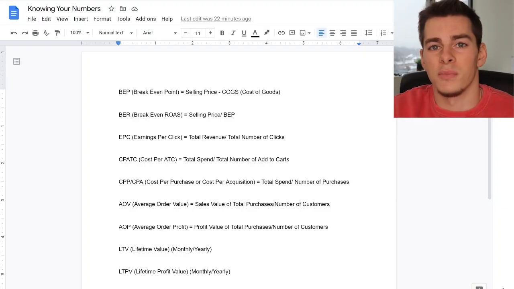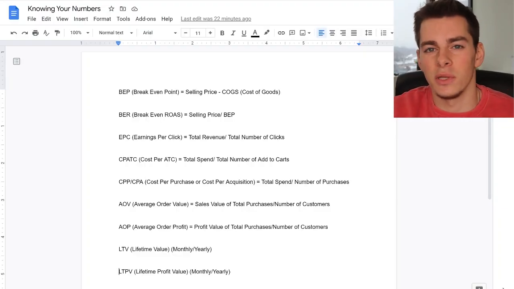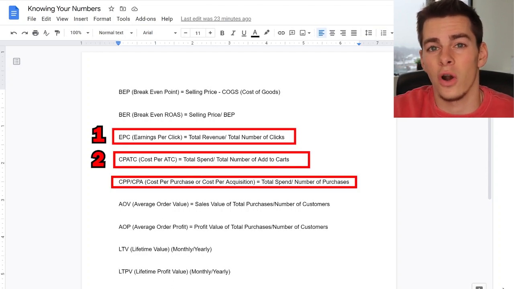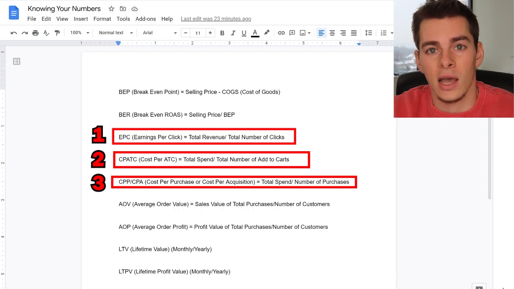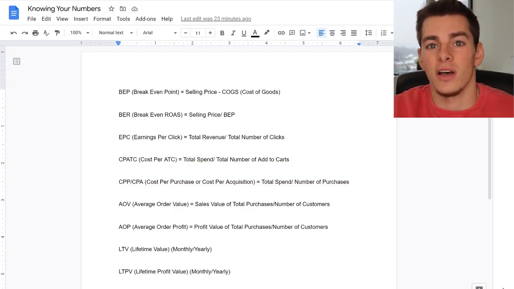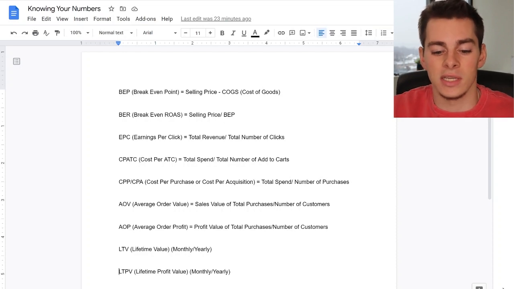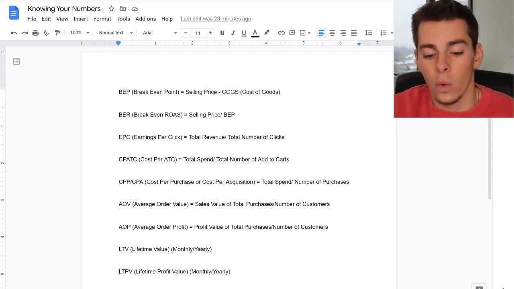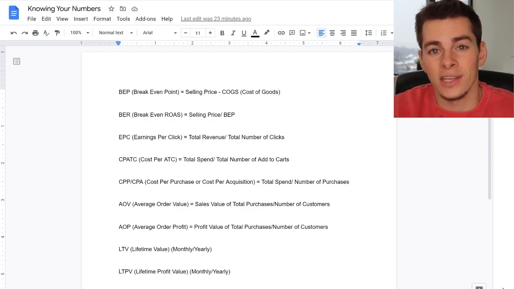Now, based off of those metrics, there are three main things that we look for when we're marketing: our earnings per click, our cost per add to cart or cost per initiate checkout, and our cost per purchase. These can all be identified based off of the patterns that we are experiencing within our business. For all of these metrics, we can calculate our average break-even cost per add to cart, our average break-even cost per purchase, or our average break-even earnings per click.